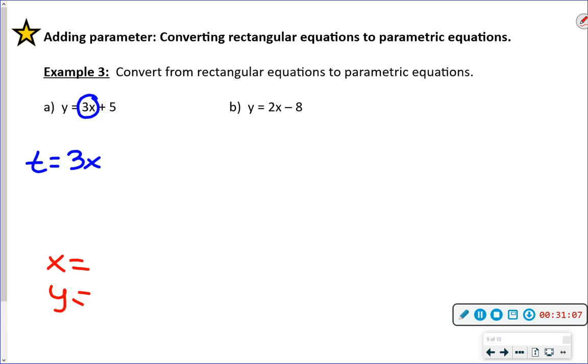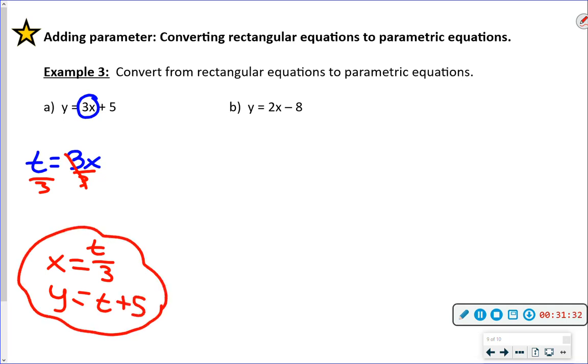Wait, what? So if I solve this for x, I'm going to have t over 3. Where did we get t from? It's the opposite of what we were just doing. Thank you, Alex. We just added it. We were turning t into x and y, now we're turning x and y into t. Correct. And then I'm going to replace that with t. t's nowhere to be found. You just choose something and make it t.